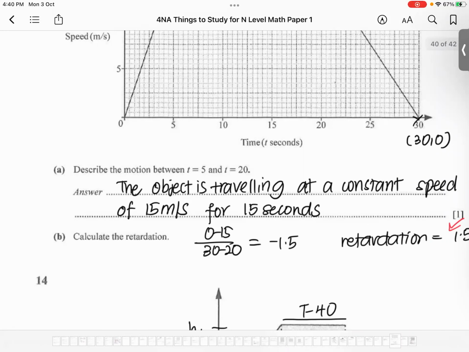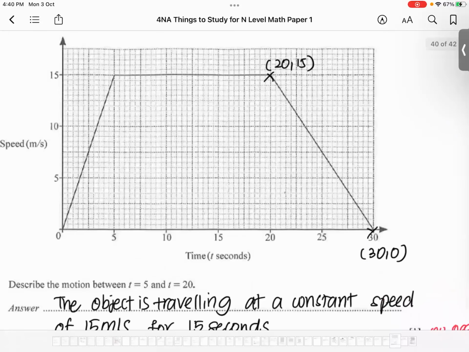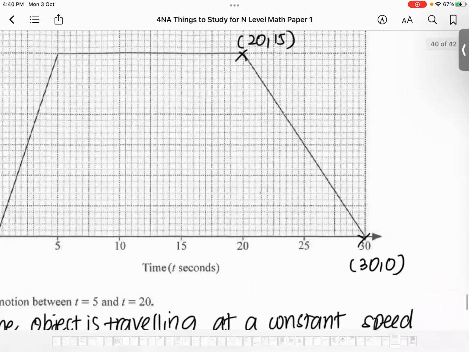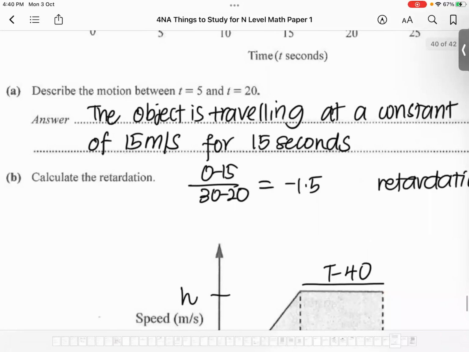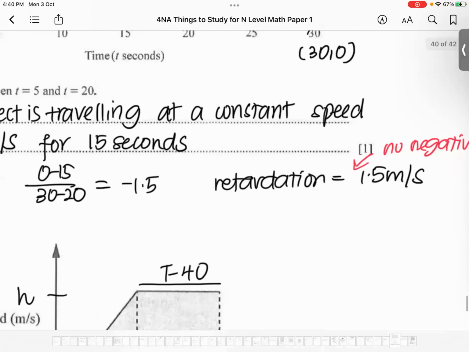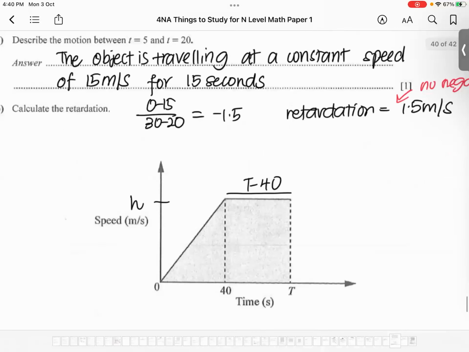Calculate retardation. Retardation means it's the portion that's going down. Retardation is the gradient, so we find the gradient. But my gradient is for acceleration. So acceleration is negative 1.5. The retardation will be just 1.5. No negative sign. Okay. Then next question.